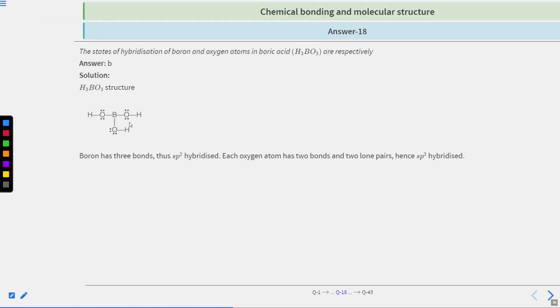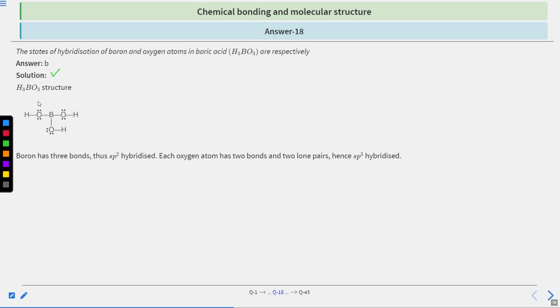Okay, so the correct option will be option B, and H3BO3 structure is this, and boron has 3 bonds, as you can see, directly attached to the oxygen, thus sp2 hybridized, and each oxygen atom has 2 bonds and 2 lone pairs, hence sp3 hybridized. So we can say that sp2 and sp3 hybridization states are present in the boric acid. So option B will be sp2 and sp3, and option A will be sp and sp3. Okay, so the correct option will be B.